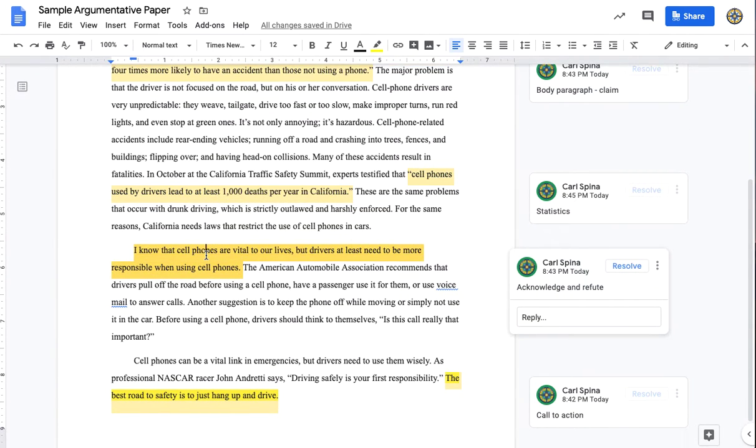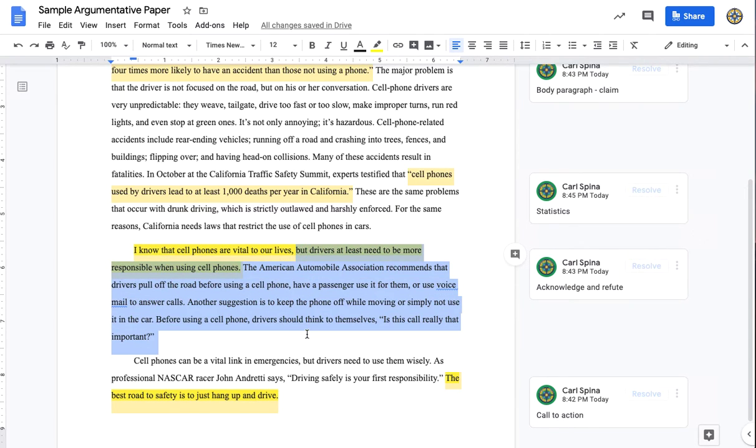Down here, this third body paragraph is the acknowledge and refute section of the paper. They state that there's another side of the argument. I know that cell phones are vital to our lives, and they also begin the process of showing why that other side of the discussion is wrong. But drivers at least need to be more responsible when using their cell phones. They talk about using hands-free devices or just not using it while you're driving or pulling over on the side of the road. So I get that your cell phone is really important to you and you're going to have it on you while you're driving, but you need to pull over when you get a phone call, right?